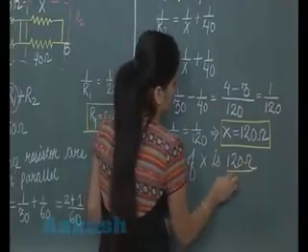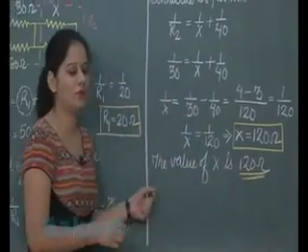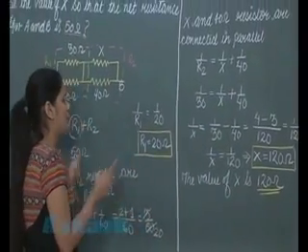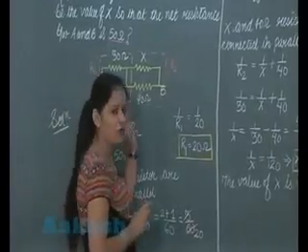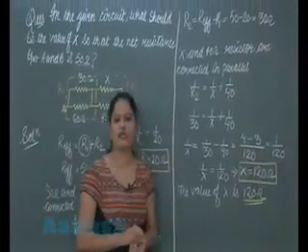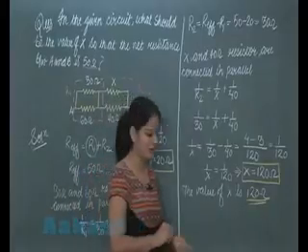So student, if the value of X is 120 ohm, then the equivalent or the effective resistance between points A and B will be 50 ohm. Student, I hope this question is clear to you. Now we shall solve another numerical.